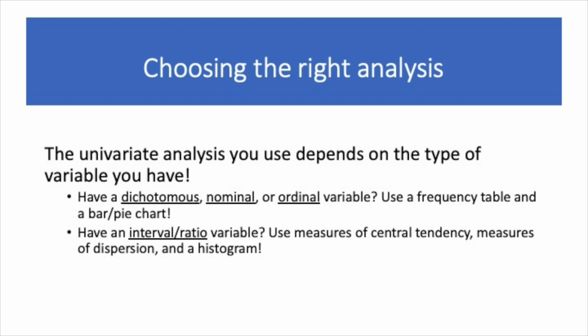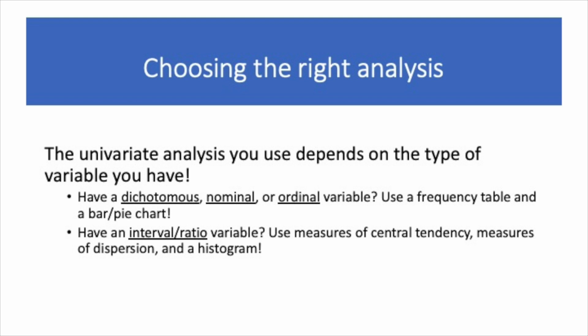For most ordinal variables, we're also going to use a frequency table and a pie or bar chart to describe it. On the other hand, if we have an interval ratio variable, it doesn't make sense to have a frequency table, right? Especially if we have something like 200 possible values for our interval ratio variable. That's going to produce a very large frequency table that's not going to be all that useful to us. So instead, we're going to use our measures of central tendency.